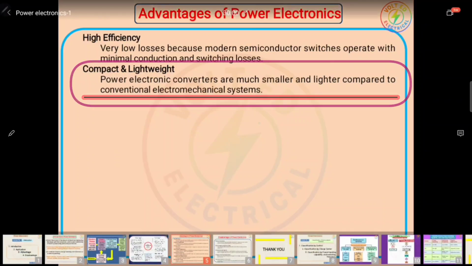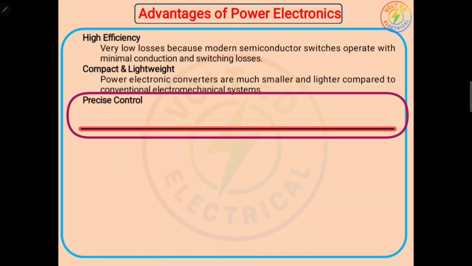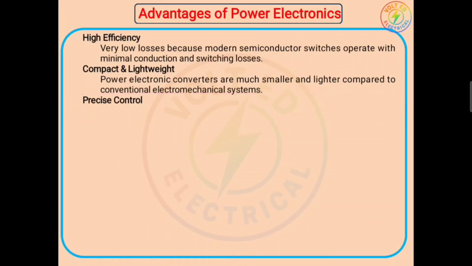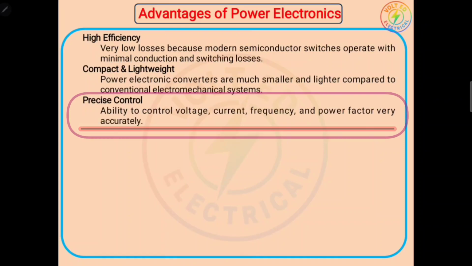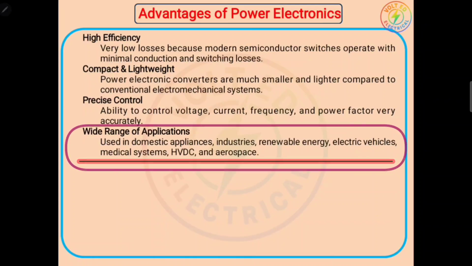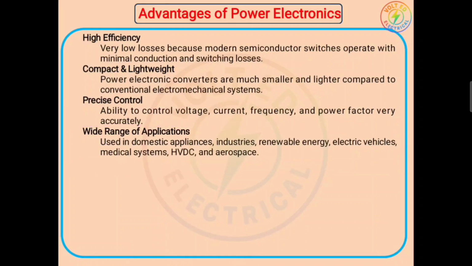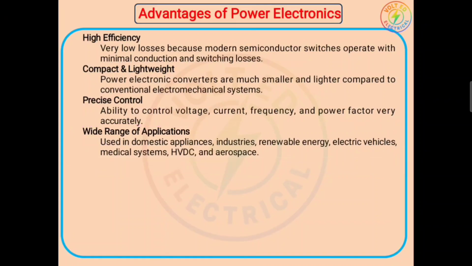Then other advantages, like precise control. Power electronics allows accurate control of voltage, current, frequency and power factor. This is very useful in applications like motor drives, renewable energy systems and industrial automation. And the wide range of applications: power electronics is used in domestic applications, industries, renewable energy, electric vehicles, medical equipment, HVDC systems and even aerospace. So in short, it touches almost every sector of modern life.